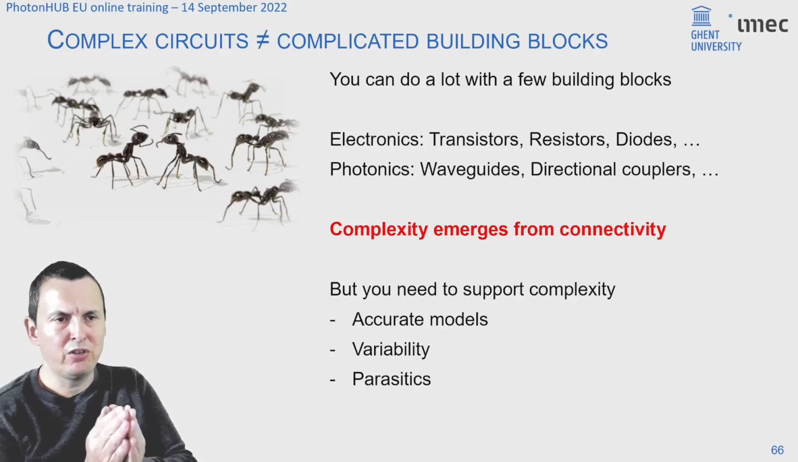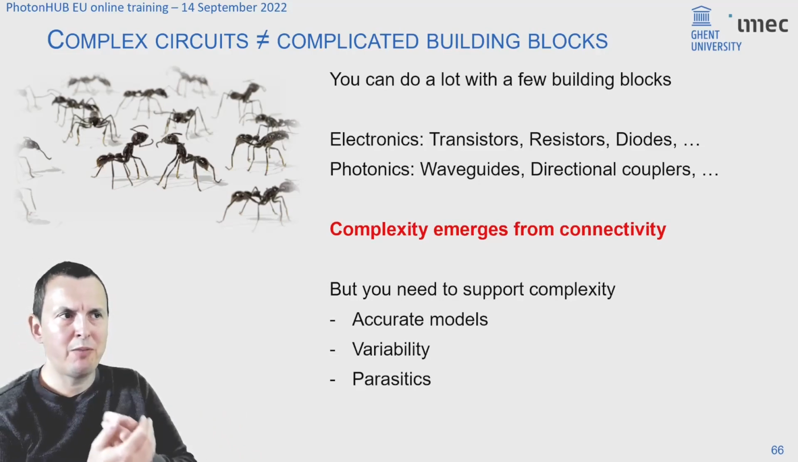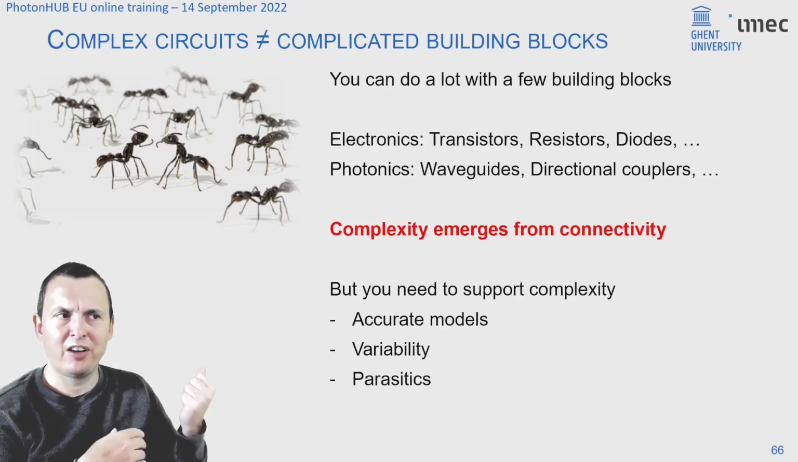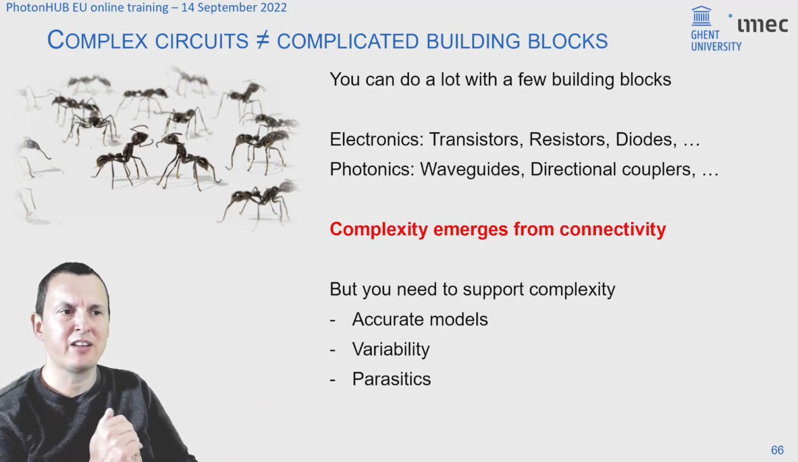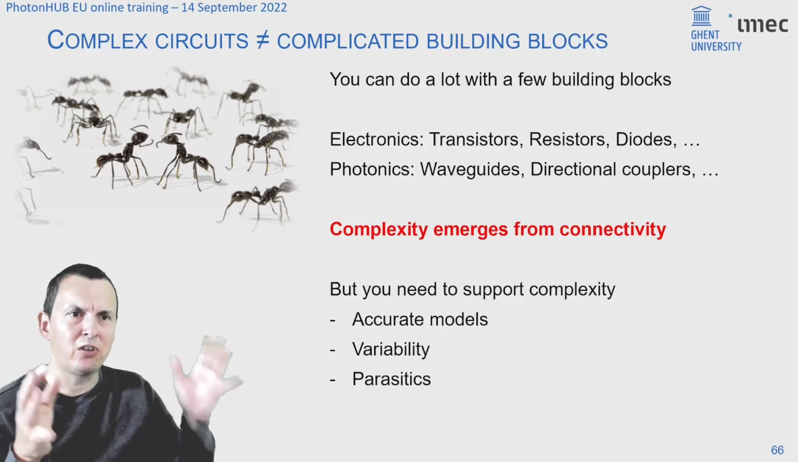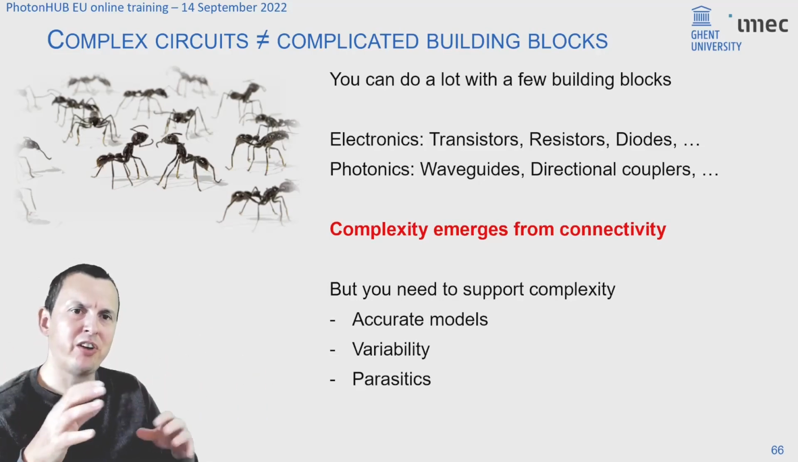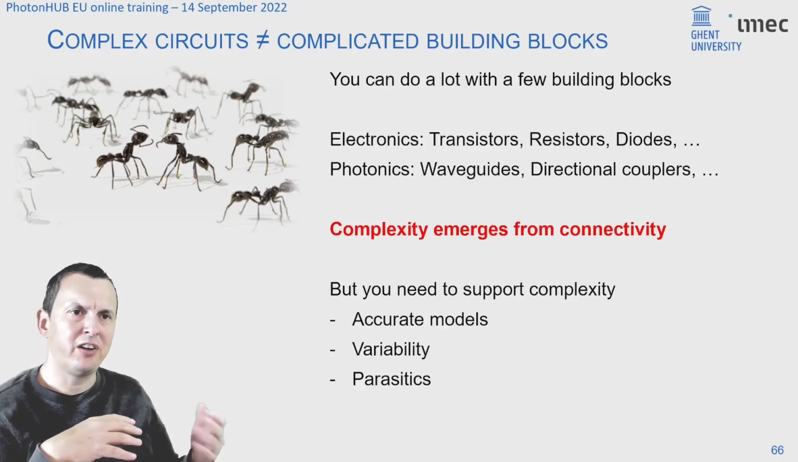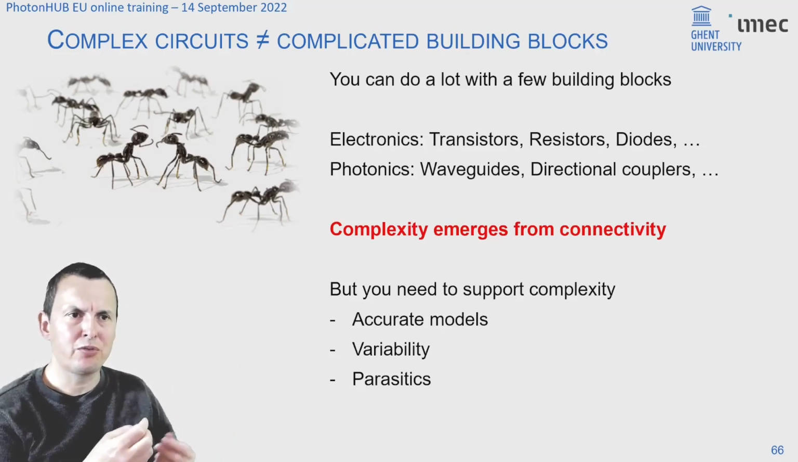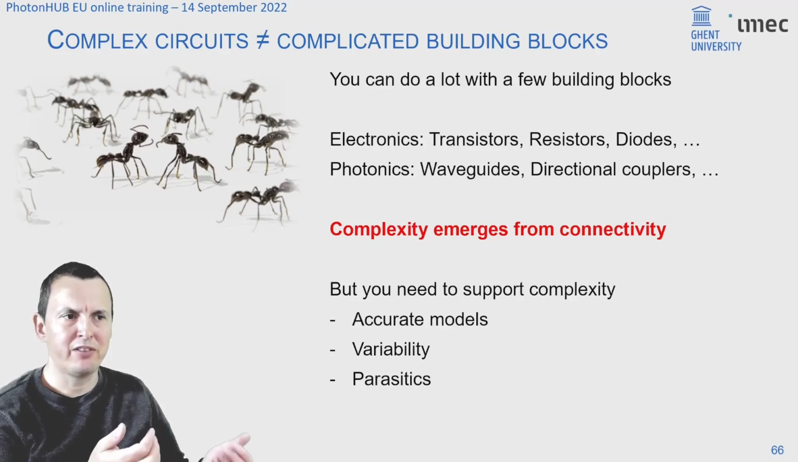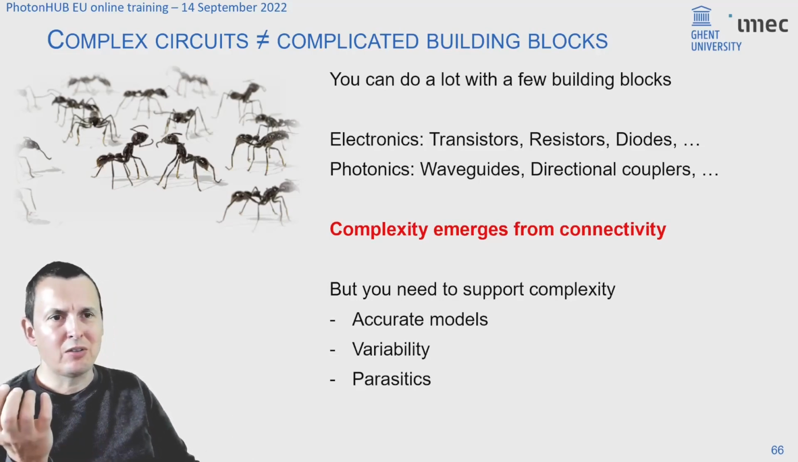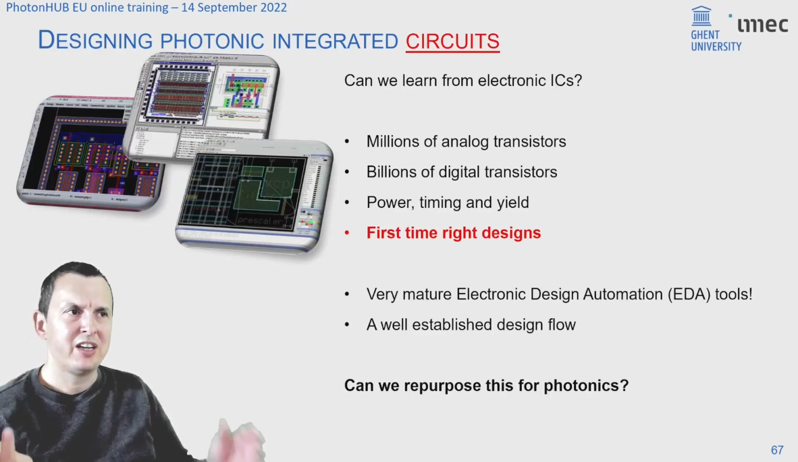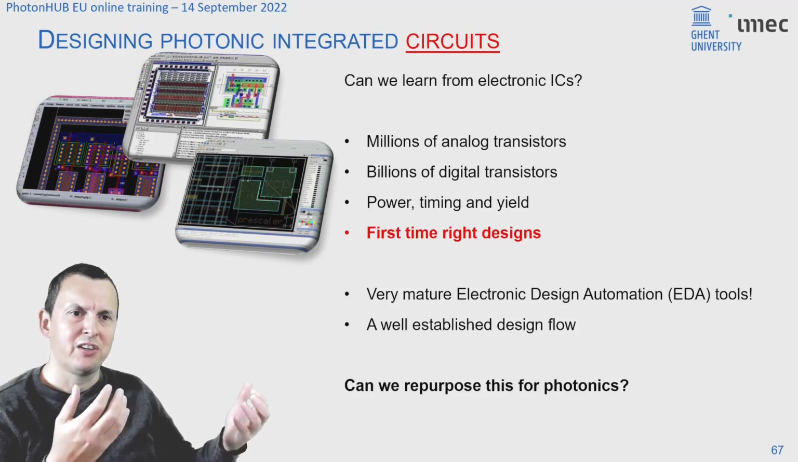So you need good models, you need good simulation tools. You need to be able to assess the effect of variability and non-idealities, and preferably also parasitic light: what happens if light is not going exactly the way that you want it. These are all very similar requirements to those for designing electronic circuits. You can only design large-scale electronic circuits if the models of the individual transistors are good, if you can predict how the variability is going to affect your circuits, and if you know the parasitics.